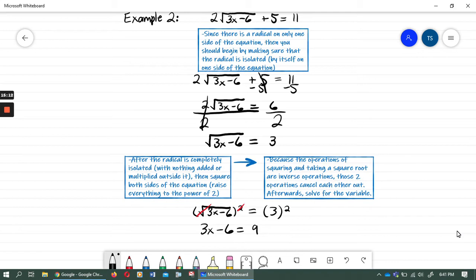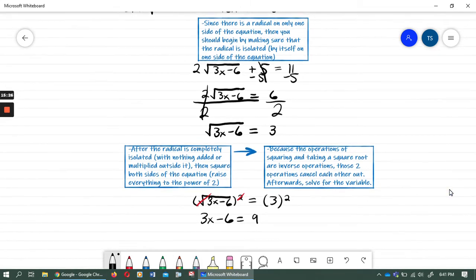All right, so now that we've done that, the only thing left to do is to finish solving for the variable. Let's go ahead and do that. So we'd have to add 6 to both sides, which would give us 15.